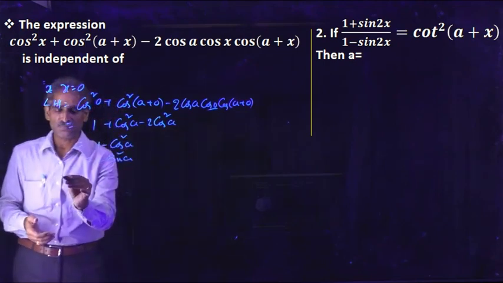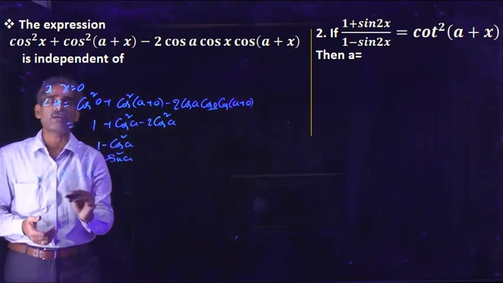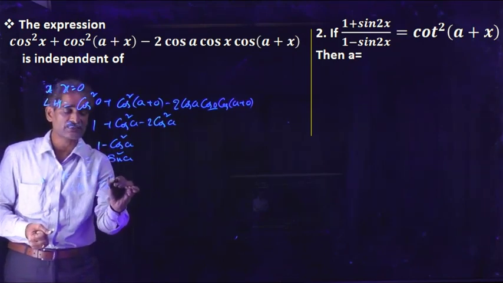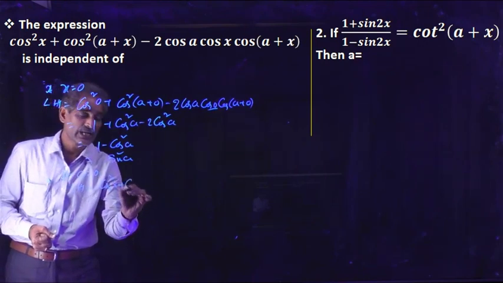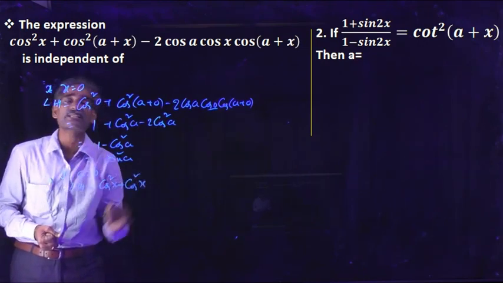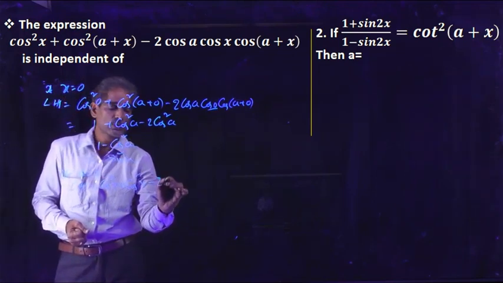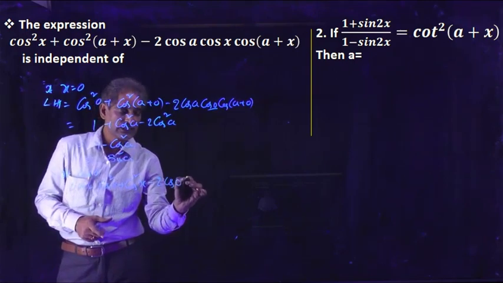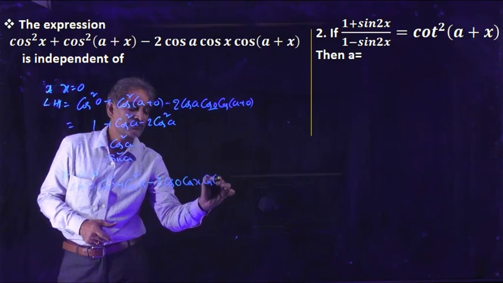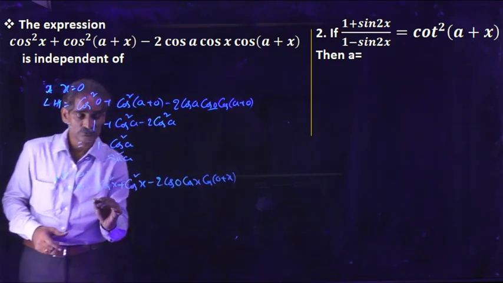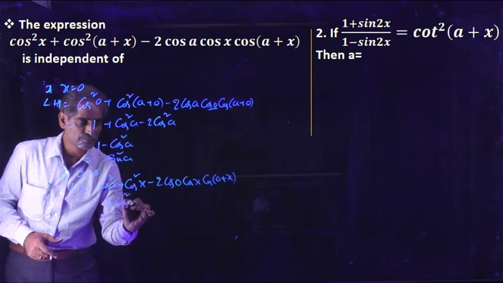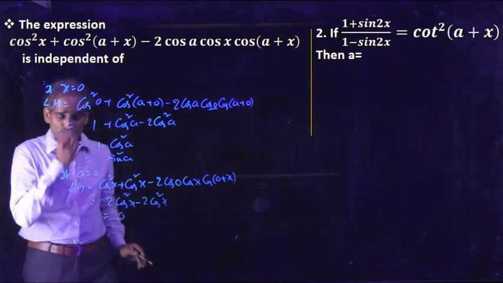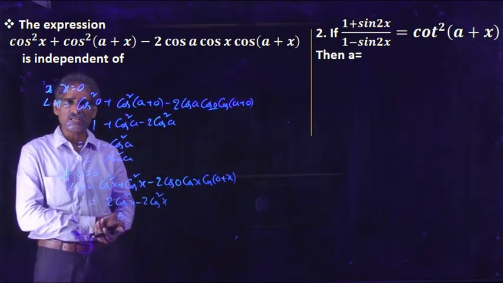Suppose you take a equal to 0, what will happen? Now LHS becomes cos square x plus cos square (0 plus x), that is cos square x, minus 2 into cos a, that is cos 0, into cos x into cos of (0 plus x). Here 2 cos square x minus 2 cos square x is equal to 0. If you take a equal to 0, we are getting a constant value 0.